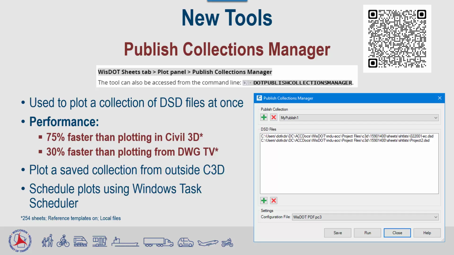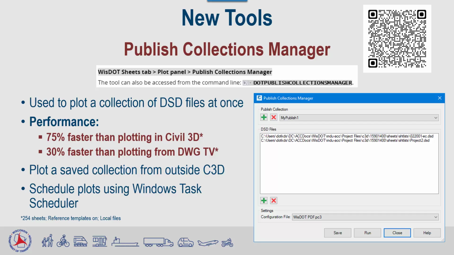In some of our testing, we found that this tool plotted 75% faster than if you were plotting directly in Civil 3D. And as many of you know, if you use DWG TrueView, you can plot things faster, but this tool plots 30% faster than even DWG TrueView. So there's a lot of time to be saved if you do your plotting using DSD files and the Published Collections Manager.